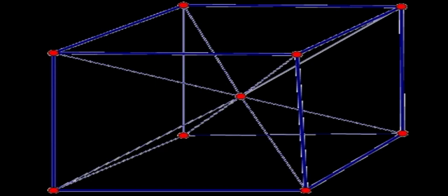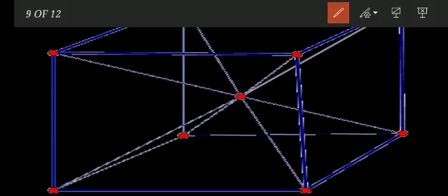Next one, this is a cube. In the cube, how many sides are there? 6 sides. See, this is 1, 2, 3, 4, and then top and bottom, 5 and 6. Top and bottom sides. So overall a cube has 6 sides.